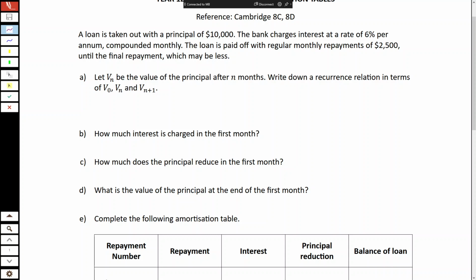All right, so in today's class, we're going to start analyzing loans using a table. Next week, we'll use a finance solver on the CAS calculator, which will make life even easier. So, part A, you should already be able to do if you followed what we did in yesterday's class. So, please take a moment to see if you can set up the recurrence relation for this loan. I will highlight the key information for you.